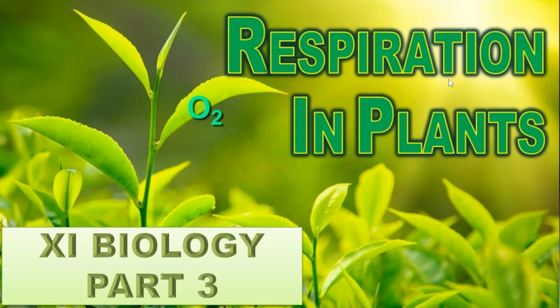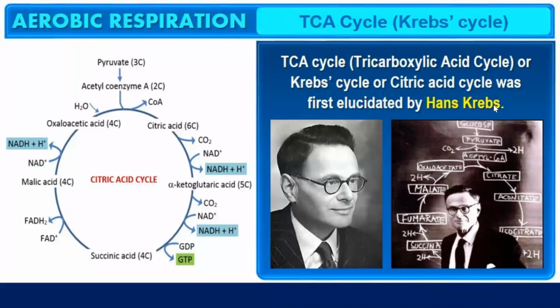Welcome students to the third part of chapter 14, that is respiration in plants. TCA cycle, which is the Krebs cycle. The full form of TCA cycle is tricarboxylic acid cycle, or the Krebs cycle, or citric acid cycle. It was first elucidated by Hans Krebs, and that's why the name of this cycle is also Krebs cycle.